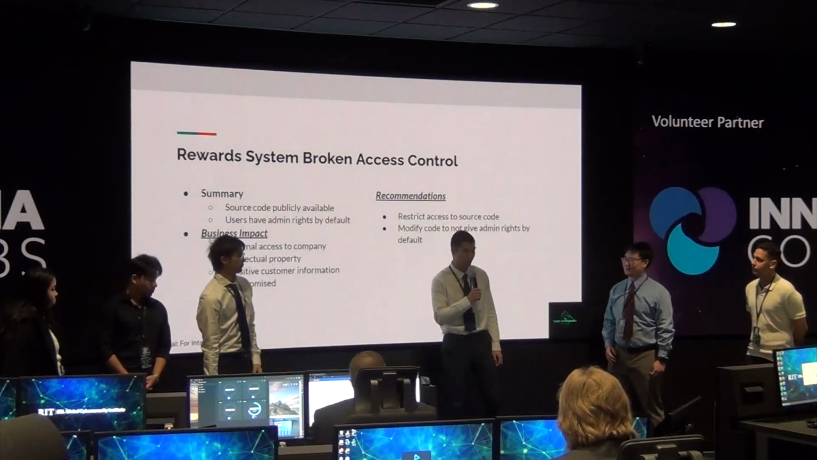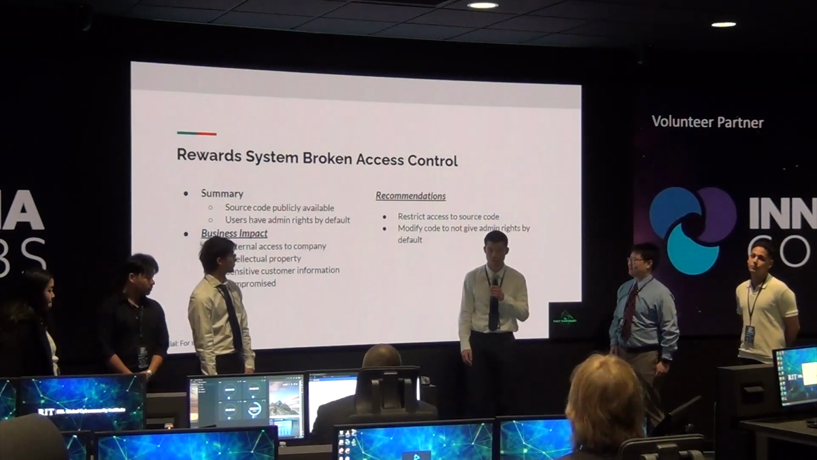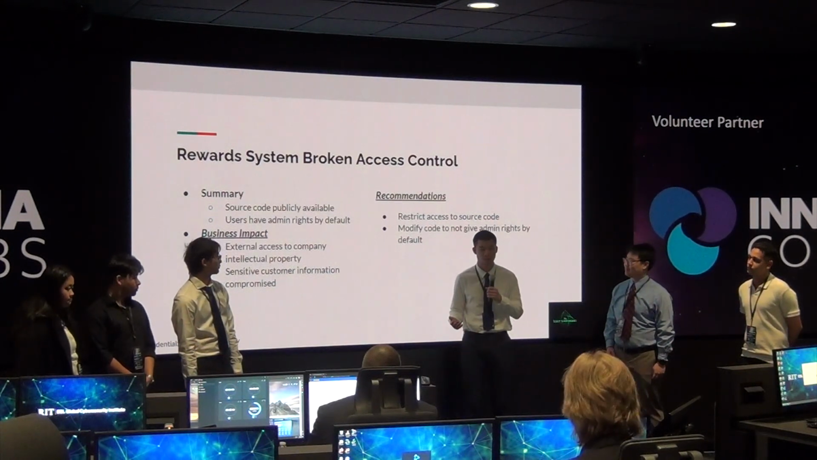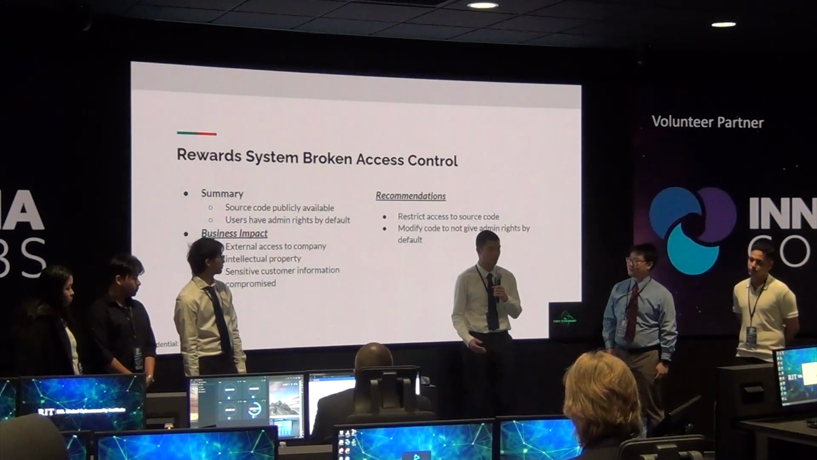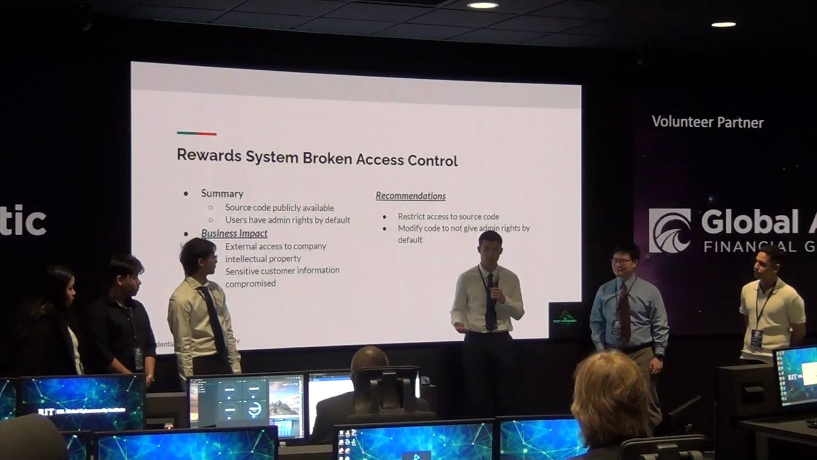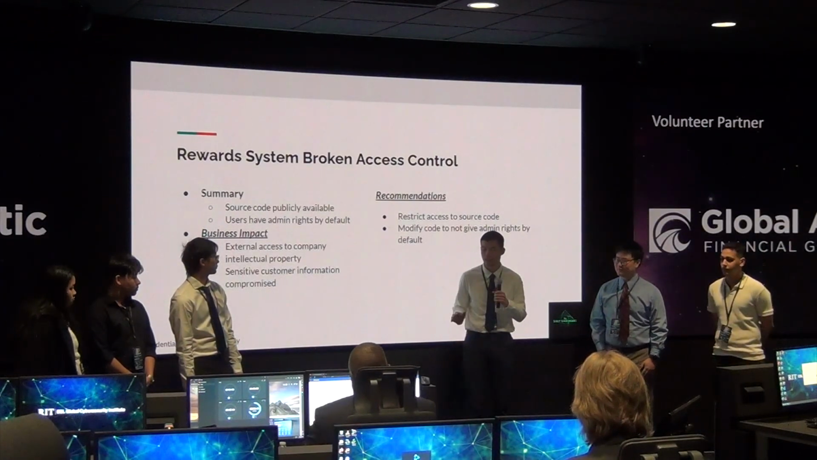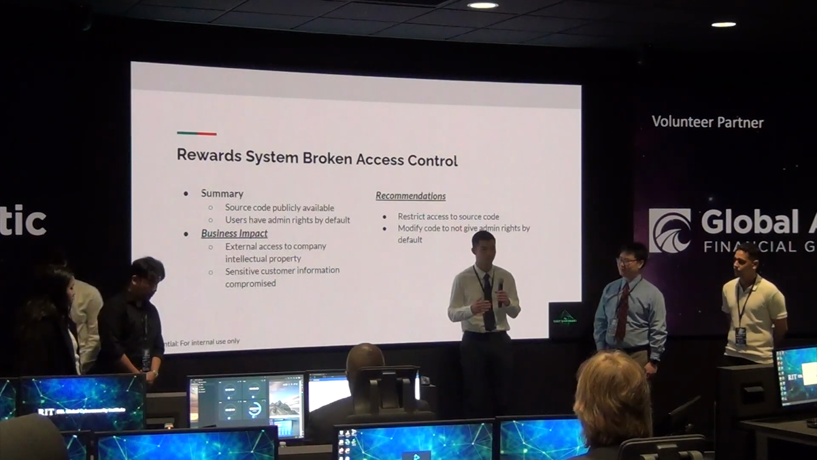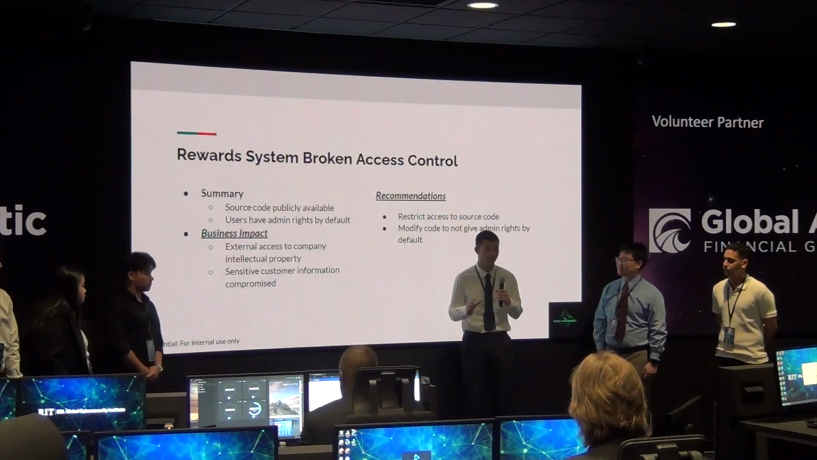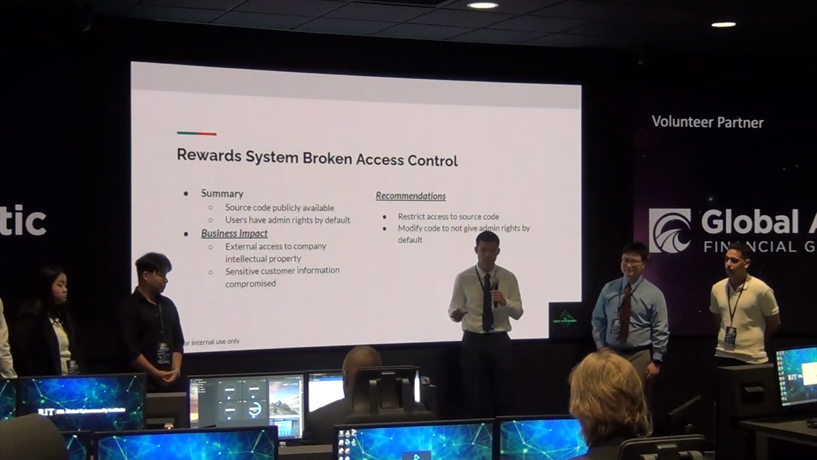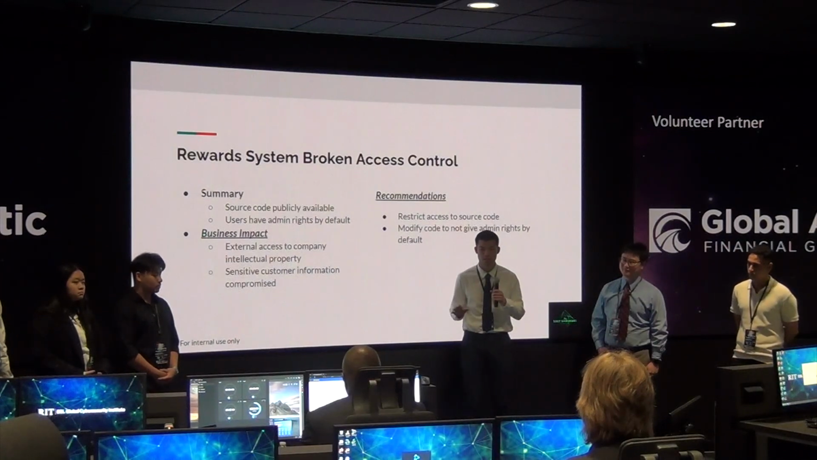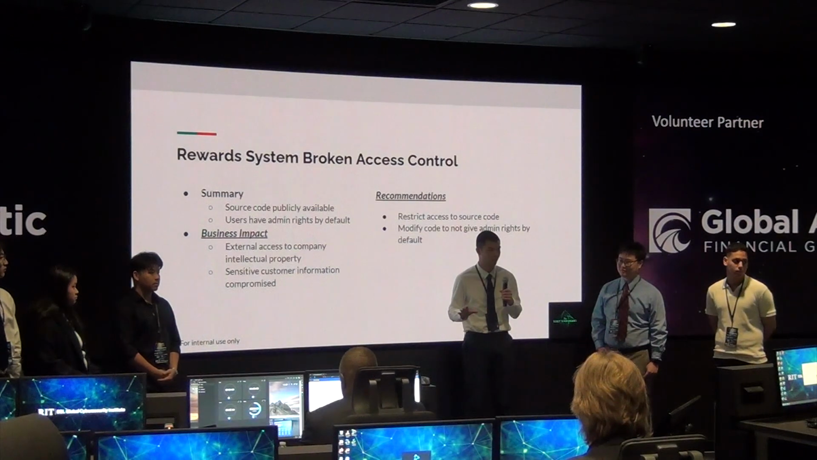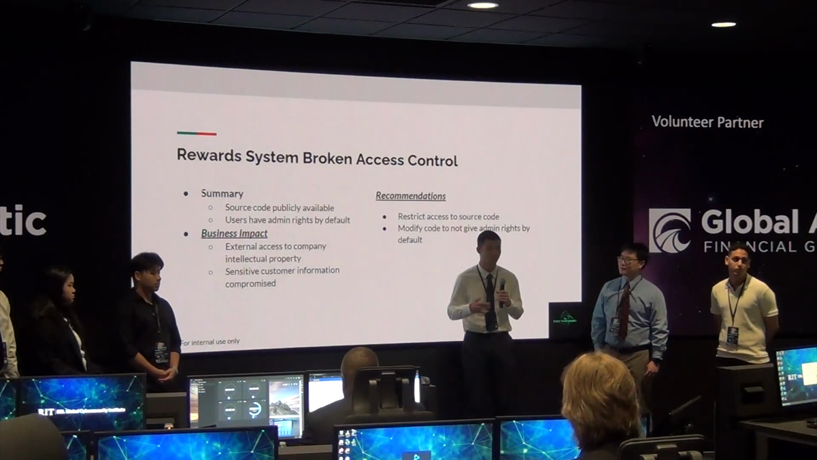All right. Thank you, Hart. Now we'll go to the next important security issue, which is the reward system broken access control. So let me walk you through how we found the vulnerability. We first found the source code of the reward system on the website, which is perfectly accessible, and you can just see it. Through the source code, we discovered that when making a new user, they are getting admin rights by default, and this could have a huge impact on the integrity of the reward system, which means any user can just view customer-sensitive information, which can lead to data leaks.